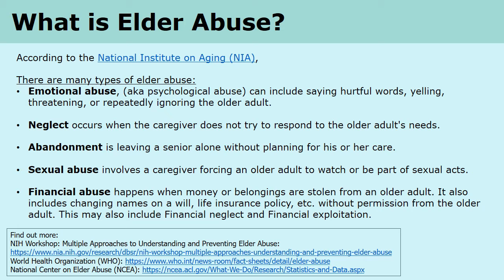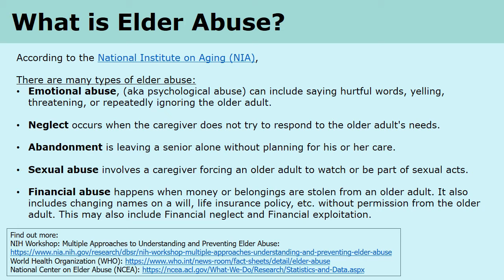Emotional abuse, also known as psychological abuse, can include saying hurtful words, yelling, threatening, or repeatedly ignoring the older adult. Neglect occurs when the caregiver does not try to respond to the older adult's needs. Abandonment is leaving a senior alone without planning for his or her care. Sexual abuse involves a caregiver forcing an older adult to watch or be part of sexual acts. Financial abuse happens when money or belongings are stolen from an older adult. It also includes changing names on a will, life insurance policy, or other items without permission from the older adult. Financial abuse may also include financial neglect and financial exploitation.